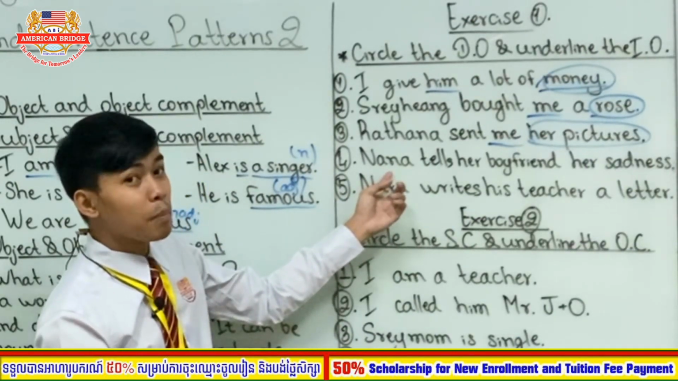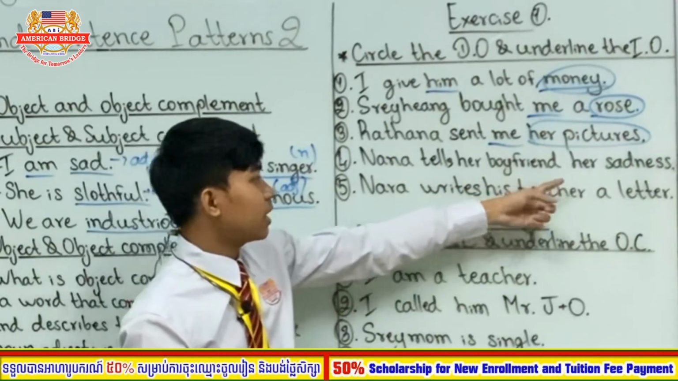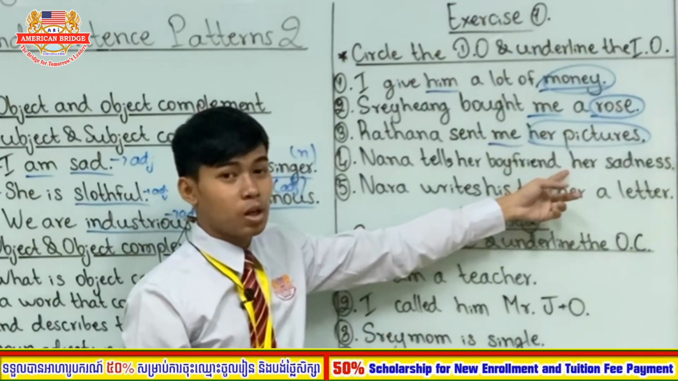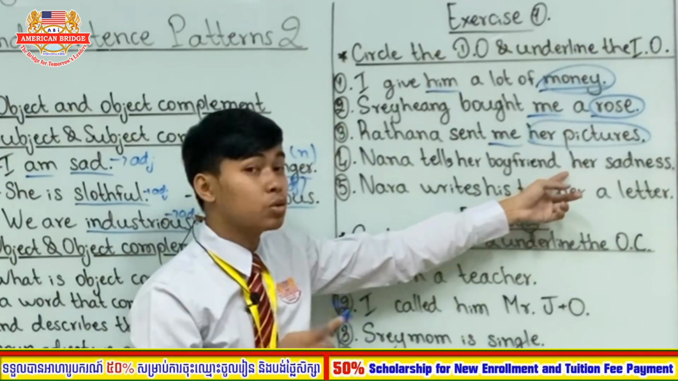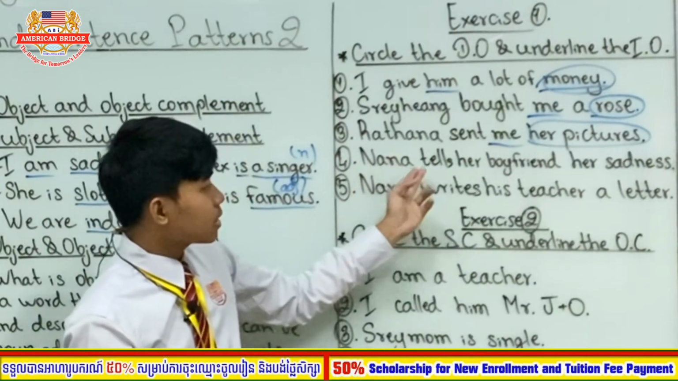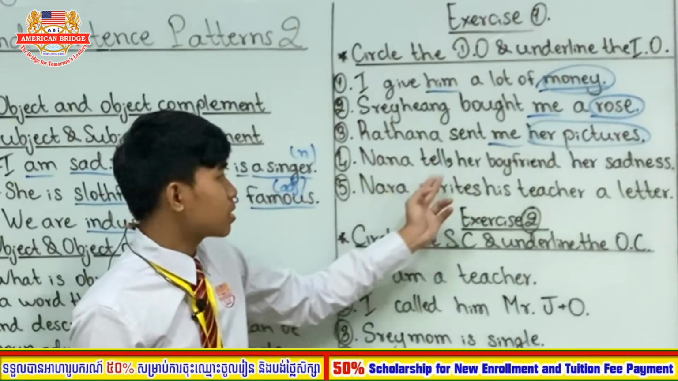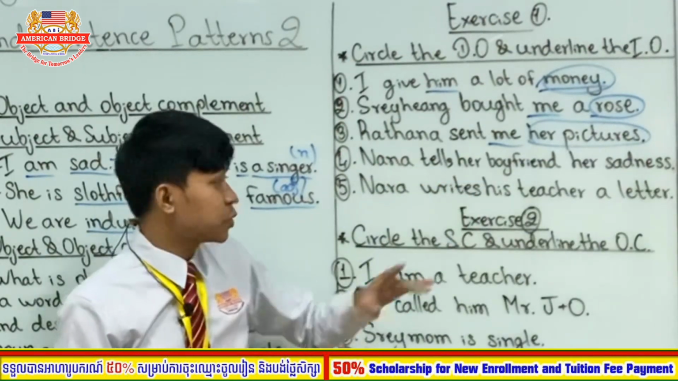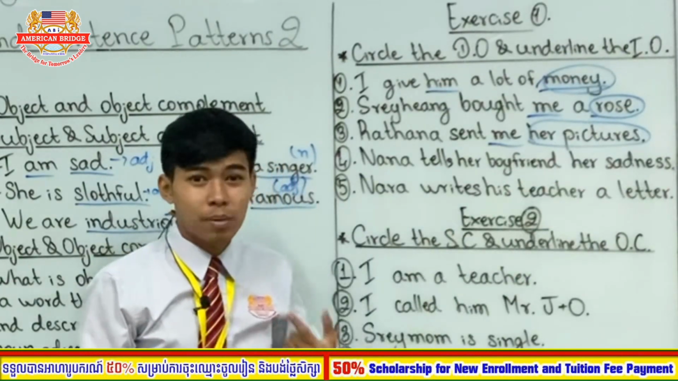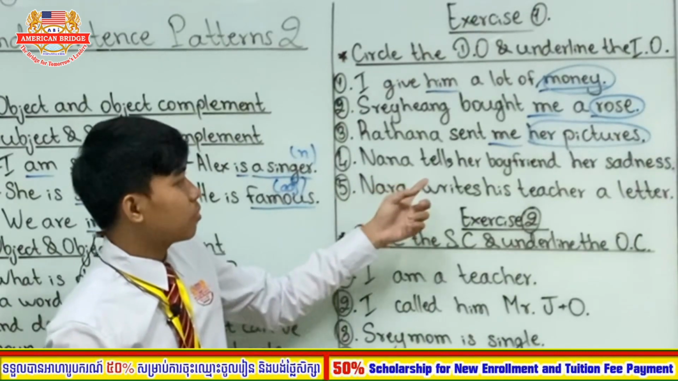Nana tells her boyfriend her sadness. Here you can add the word about, but it is optional. You can add it or you cannot, or you don't want to add it. It is still understandable. So you can say Nana tells her boyfriend about her sadness, or you can say Nana tells her boyfriend her sadness. Both are correct. You want to add about or you don't want to add, it is still understandable and it is still correct. Okay, so Nana tells her boyfriend her sadness.